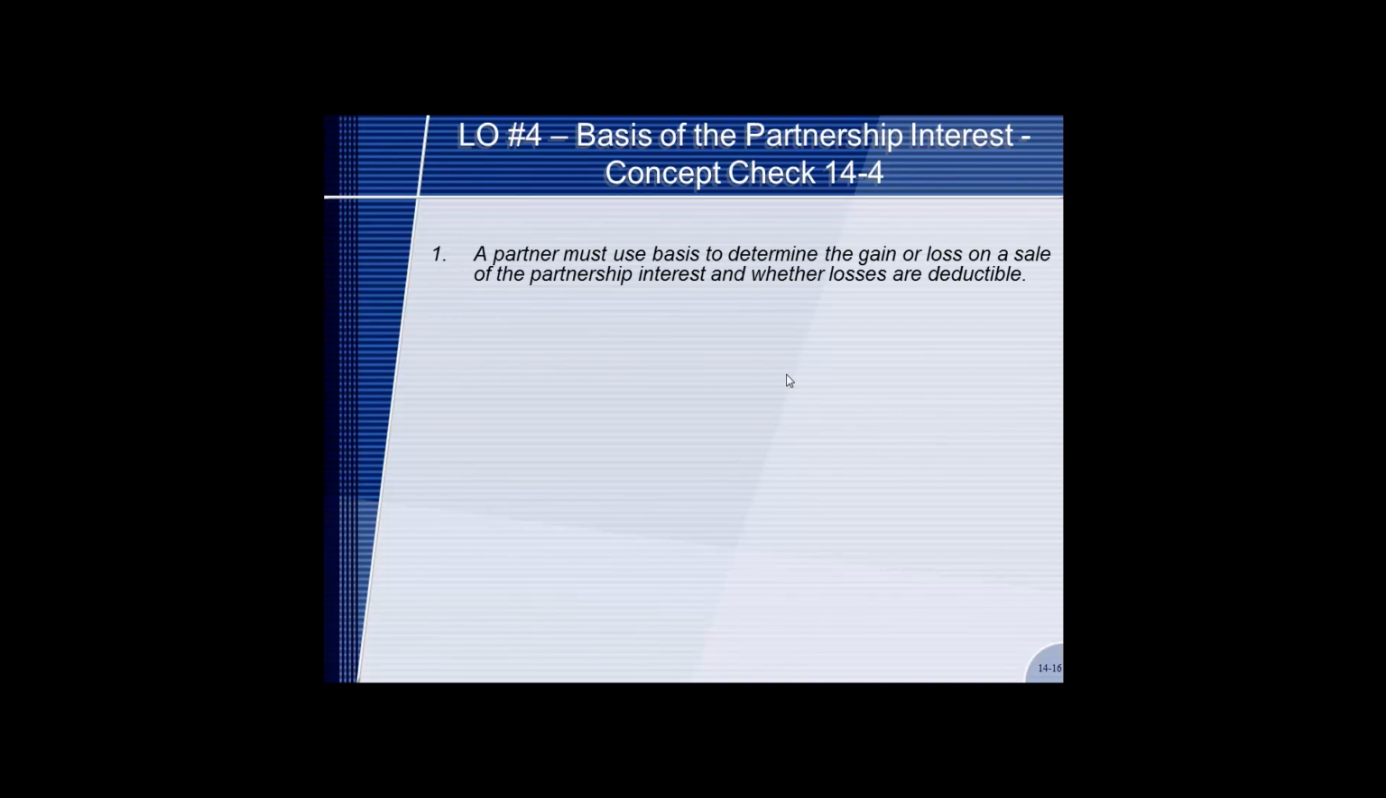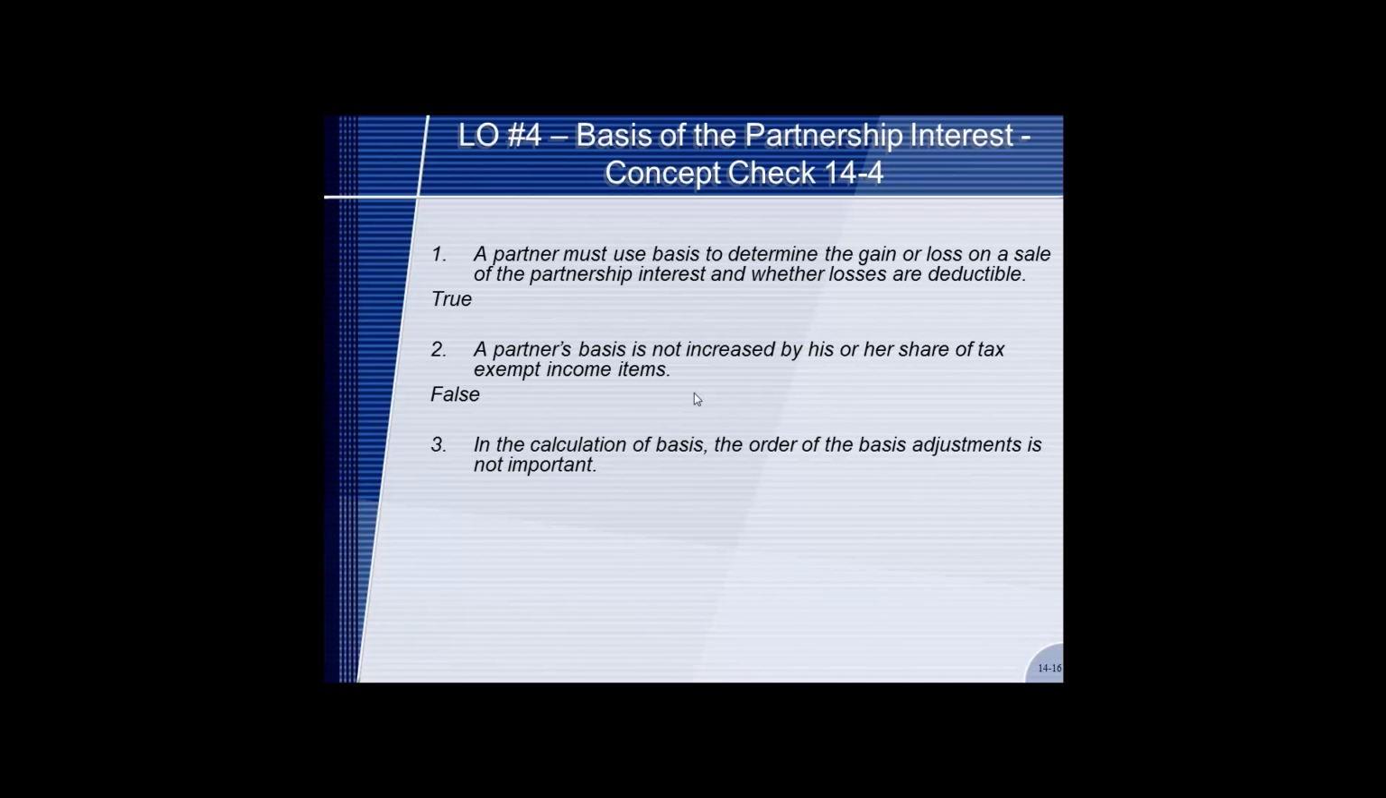A partner must use basis to determine the gain or loss on the sale of a partnership interest and whether losses are deductible. True or false? True. A partner's basis is not increased by his or her share of tax-exempt items. False. Actually, tax-exempt items, since they're not able to be deducted, it would change the basis instead, because otherwise you'd be taxed on this item, which is tax-exempt.